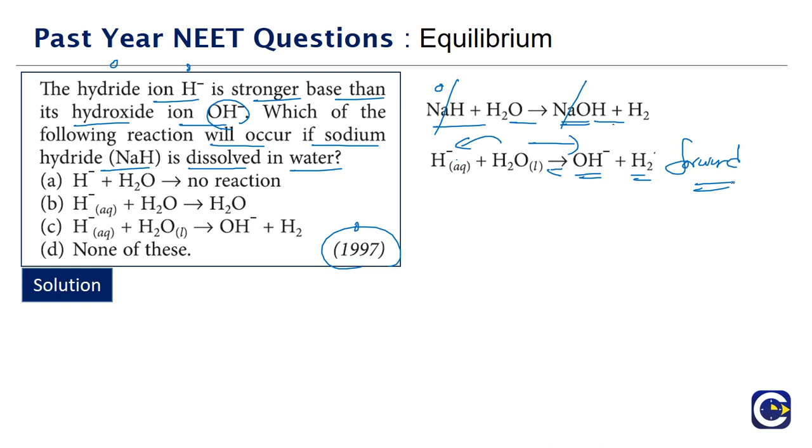If OH- were a stronger base, then the reaction would have come in the backward direction, meaning the reaction of sodium hydride with water would not have happened. But since H- is a stronger base, that is the reason why this reaction is able to happen in the forward direction. That's why sodium hydride, when reacting with water, gives sodium hydroxide and hydrogen gas. So the equation in terms of the ionic phenomena we can represent is: H- will react with water to produce OH- and H2.